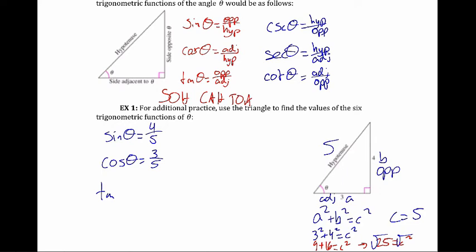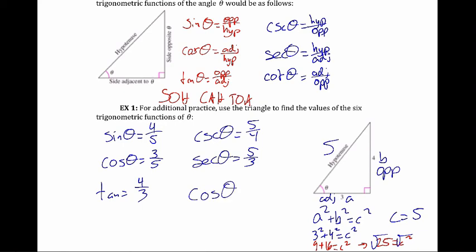Now cosecant is the reciprocal of, sorry, I'm waiting for the screen to catch up. There we go. The cosecant is the reciprocal of sine, so that's going to be 5 over 4. Secant is the reciprocal of cosine, so that's 5 over 3. And cotangent is the reciprocal of tangent, so that's going to be 3 over 4.